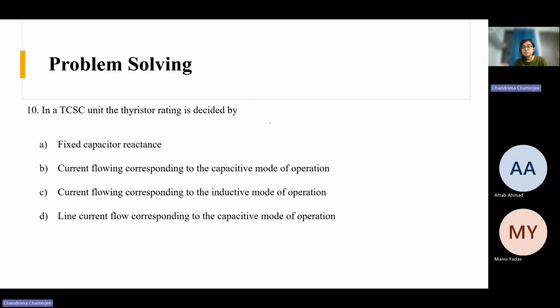So till this point, is it okay, or do you have any doubt?